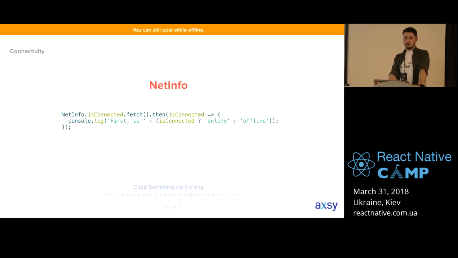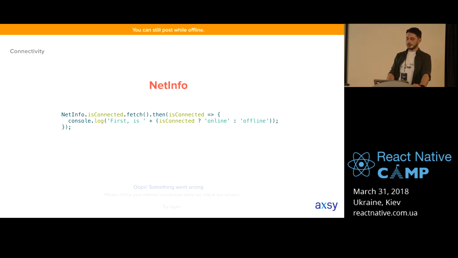There is a handy tool called Netinfo, provided by React Native out of the box. What it can do is determine whether it's connected or not. But the problem with Netinfo is that it's a Boolean value, while it has some additional details for each platform. If they're platform specific, it can determine whether it's a Wi-Fi connection, edge connection, mobile connection, and so on. It doesn't know whether the connection is good.